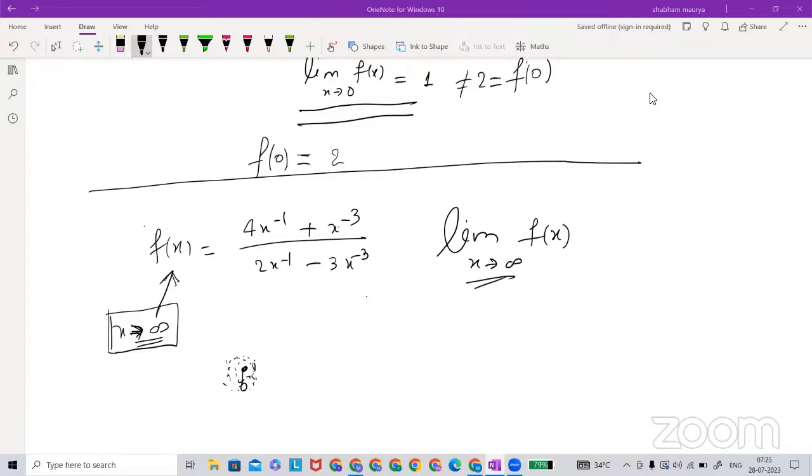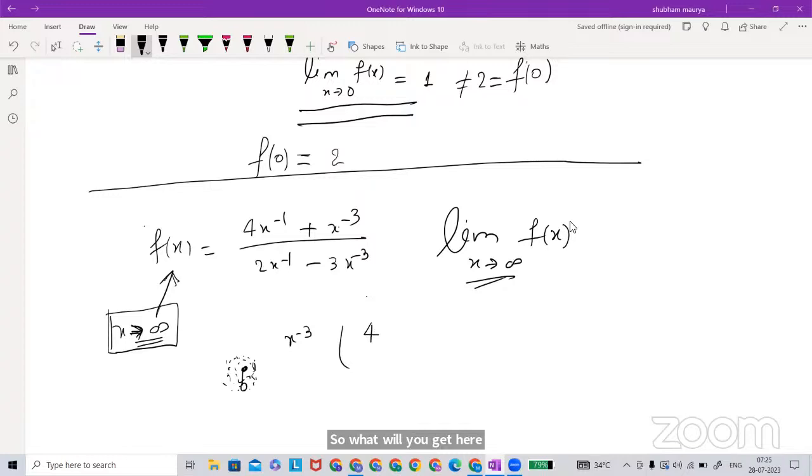So, who has solved? Can you tell me how we will solve? It should be 2. Why? Please let me know how we'll solve this so that it will be 2. We have to divide by x raised to minus 3. This will divide with that. If we divide with that, what will we get here?